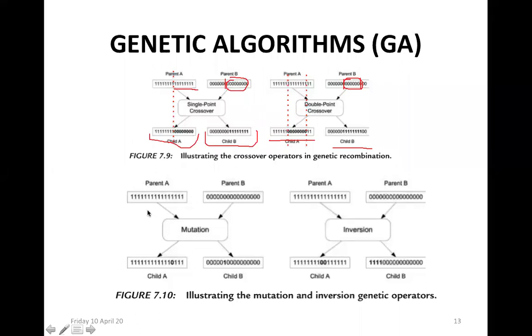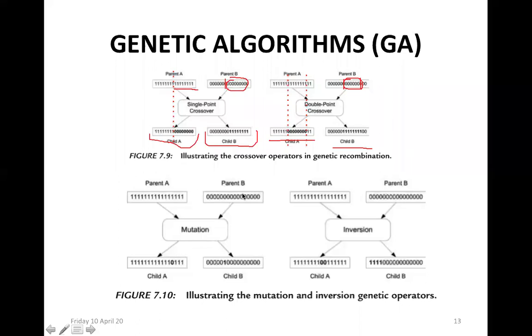So this is mutation. We have parent A and parent B, and we are allowed to change only one bit. This is the rule. If this is the string of parent A, I can change only one bit. You are seeing that the fourth last bit of this string is being changed, and we are getting child A.